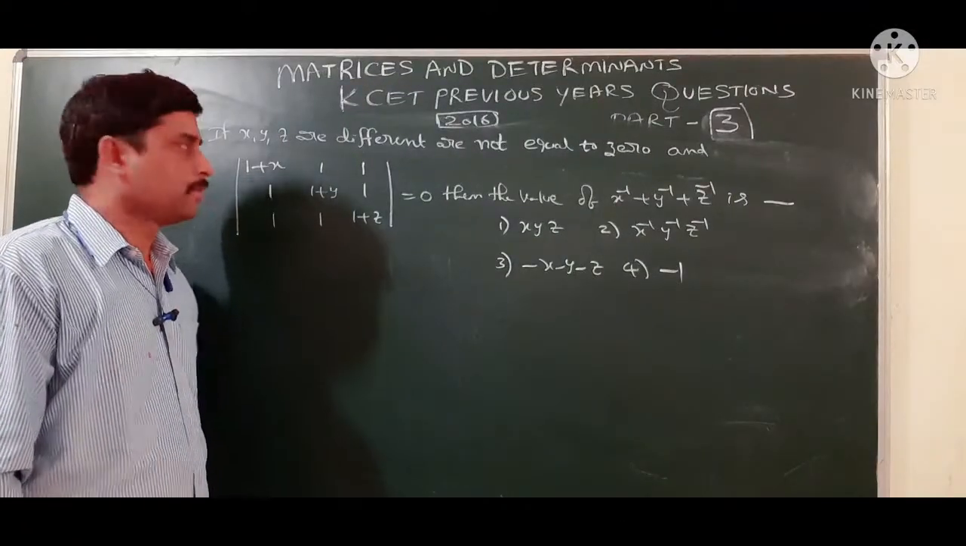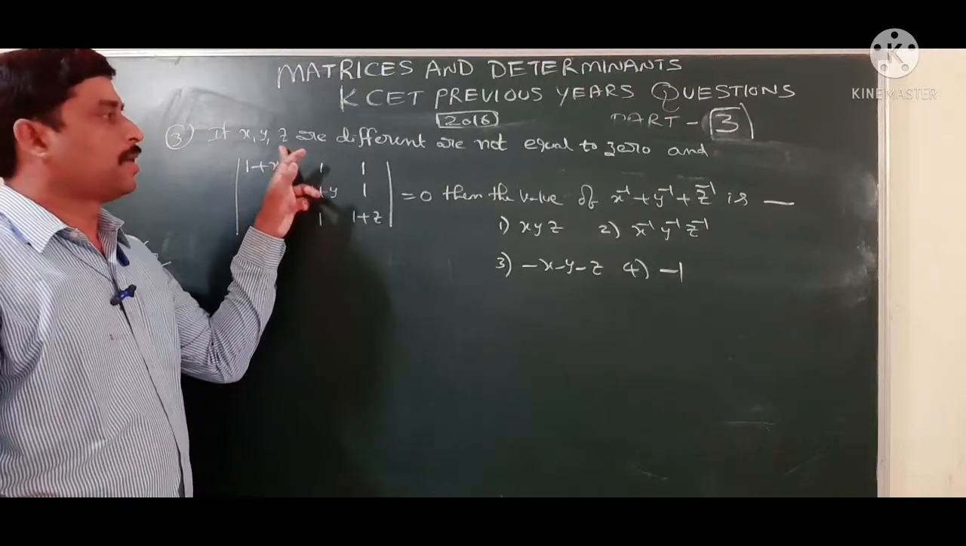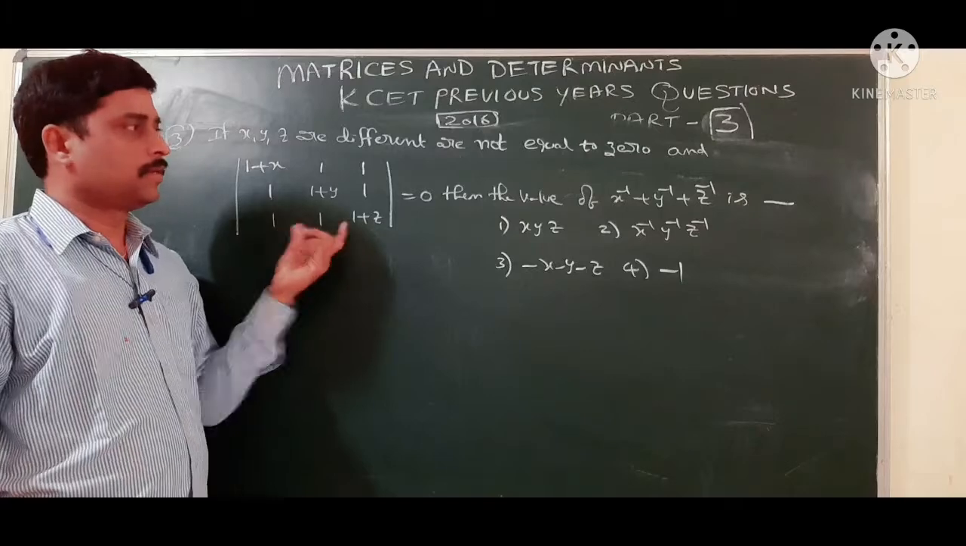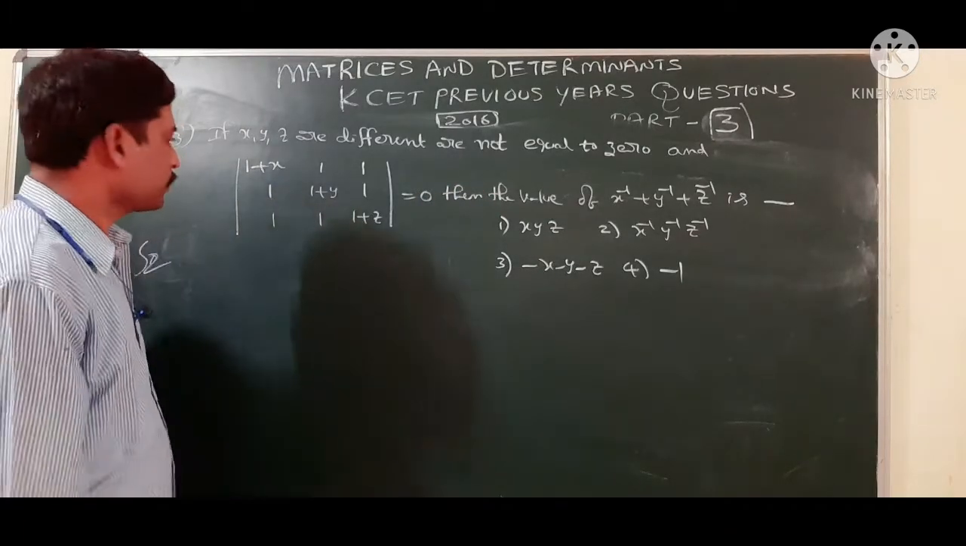Let us go to the next problem. So this is a question from 2016. x, y, z are different or not equal to 0. One determinant value is given as 0. Then find the value of x inverse plus y inverse plus z inverse.